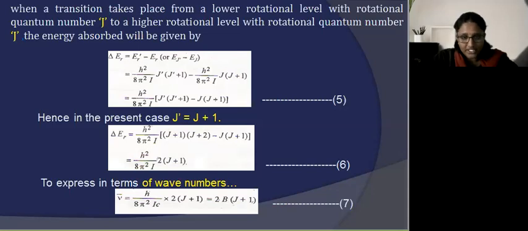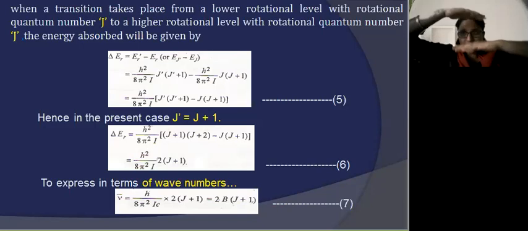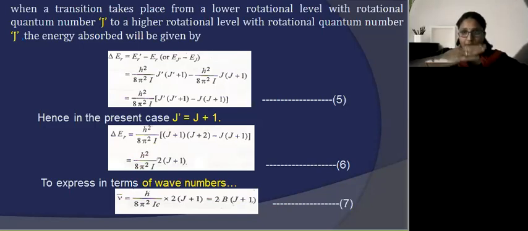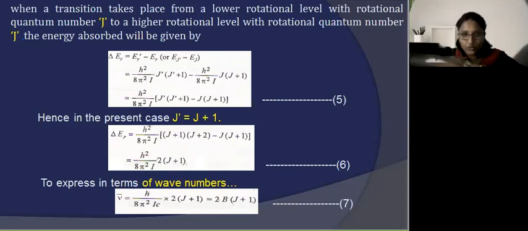So in the present case, J dash is equal to J plus 1, that is the higher energy state. For the next energy state there is J plus 2, and for another state J plus 3, and it keeps on increasing. That is the selection rule. On absorption of microwave radiation, it will go to the first energy level, the second energy level, third energy level, fourth energy level, like that. So the change is plus 1, it should be unity.